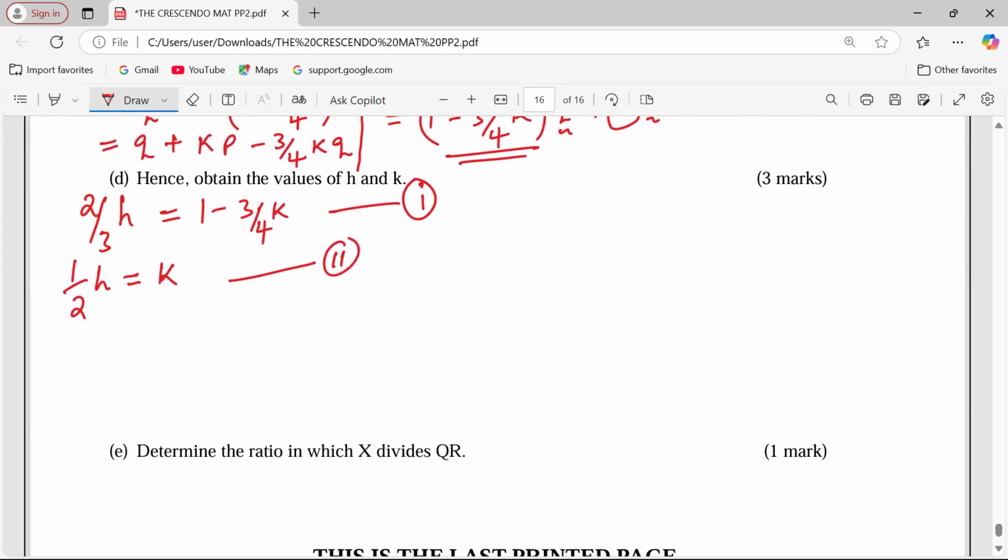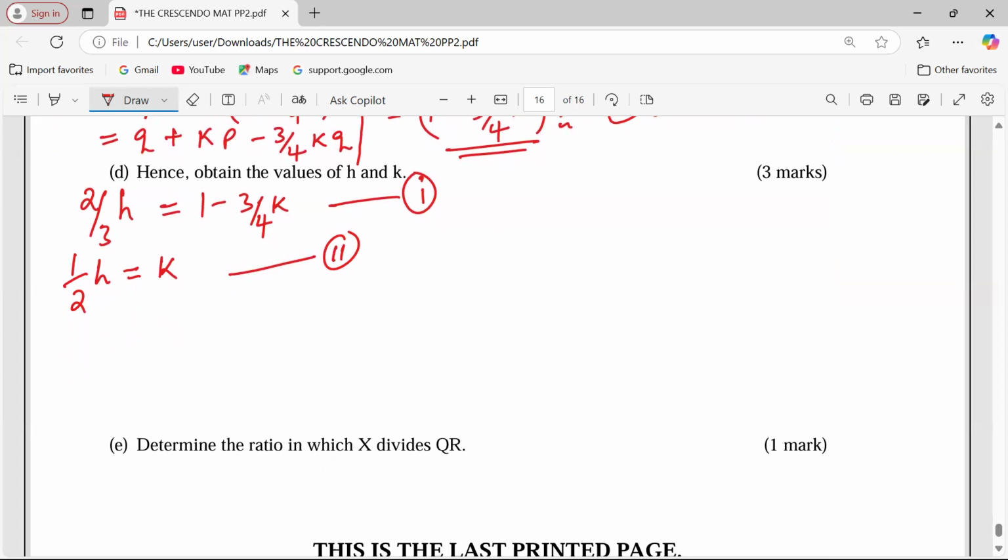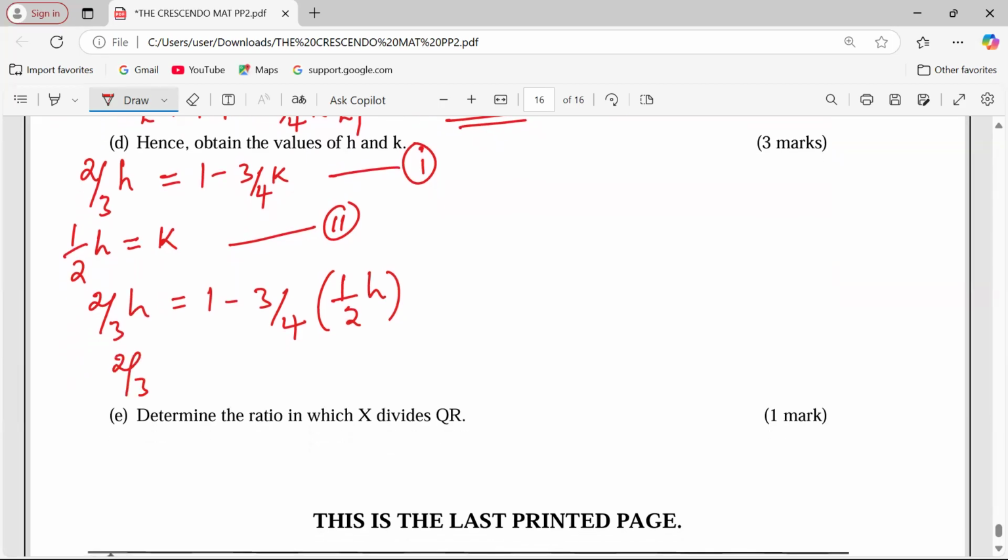Now with the two equations, we can solve them simultaneously. If k equals half h, then equation 1 can be written as 2/3 h equals 1 minus 3/4, and instead of k we use half h. So 2/3 h equals 1 minus 3/8 h. When we group terms together, we remain with 1 here, then we take 2/3 plus 3/8.